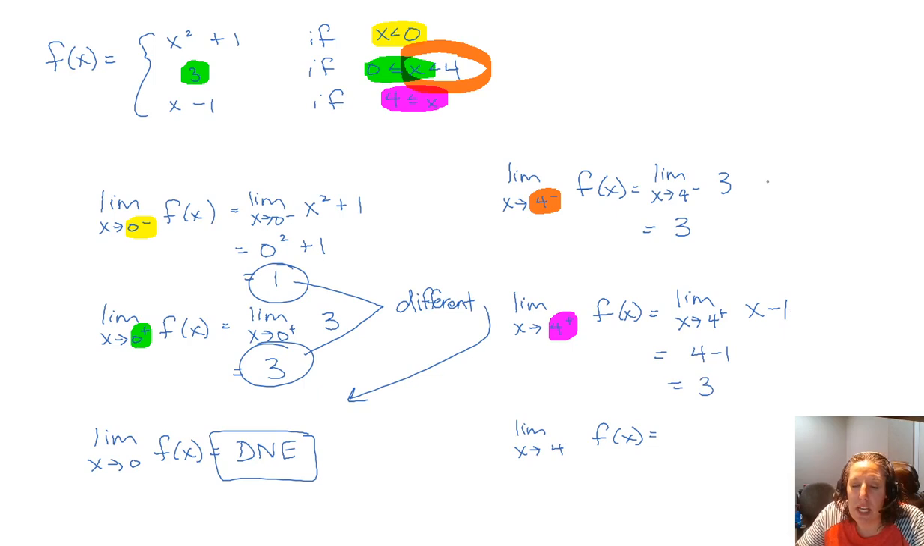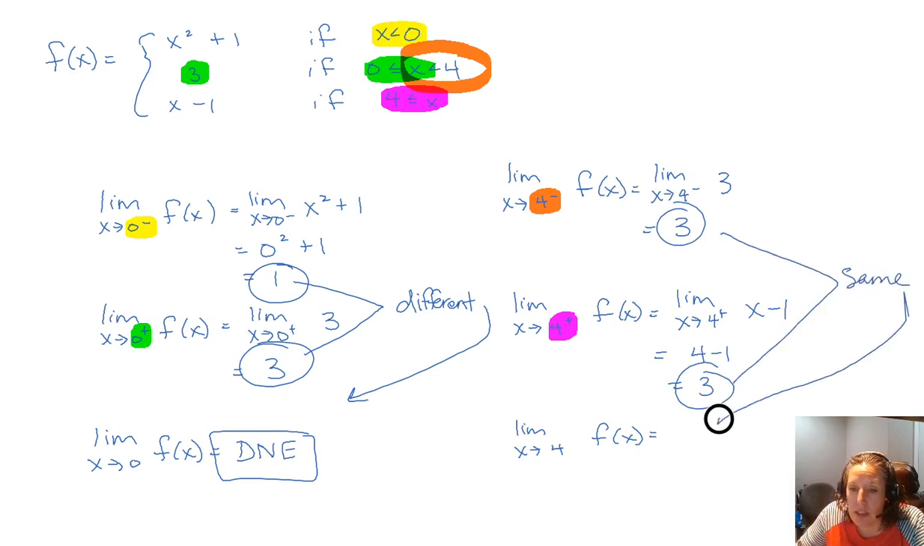And then to find the limit as x approaches 4 in general, we're looking at these two numbers right here, the limit from the left and the limit from the right at that value. Since these are the same, that means that the limit in general is that common value, 3. So in this case, our function would connect when x equals 4, but it would have what we call a jump when x is equal to 0.